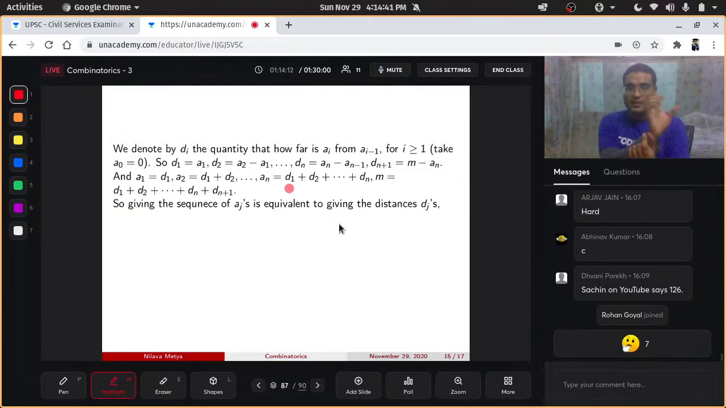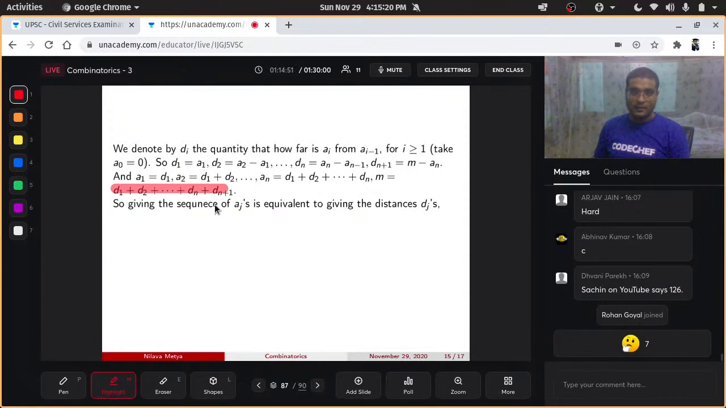So the first number is just D1, right? It's 0 distance from D1, so it's just D1. What is the second number? You first covered D1 distance and reached the first milestone. From there you cover D2 distance, so you have reached the second number, D1 plus D2. Then you cover another D3 distance and reach the third milestone, which is D1 plus D2 plus D3, the number A3, and so on. But this is conditioned on the fact that M equals the sum of these distances.